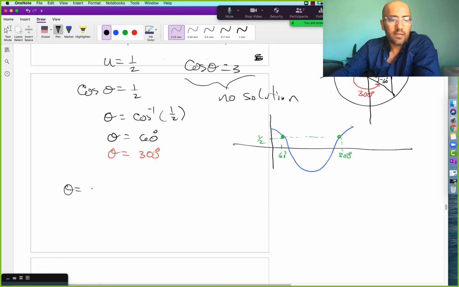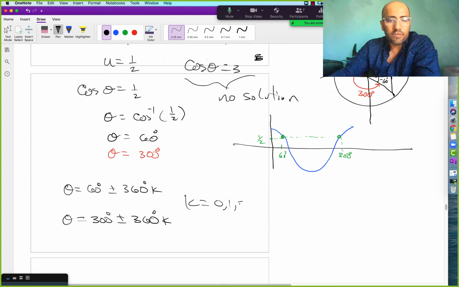So theta equals 60 degrees plus or minus 360 degrees k. And the other solution is theta equals 300 degrees plus or minus 360 degrees k. Good. Questions? Let's figure it out. This is where k equals 0, 1, 2, 3, 4, and so on. K equals any natural number.